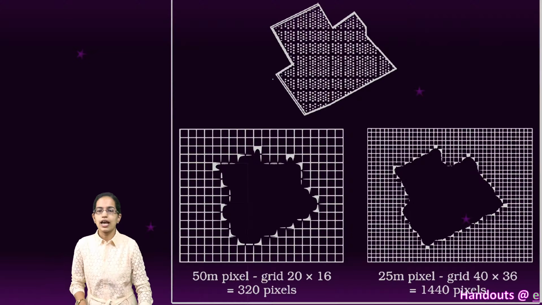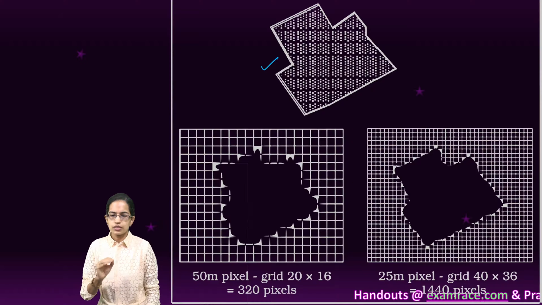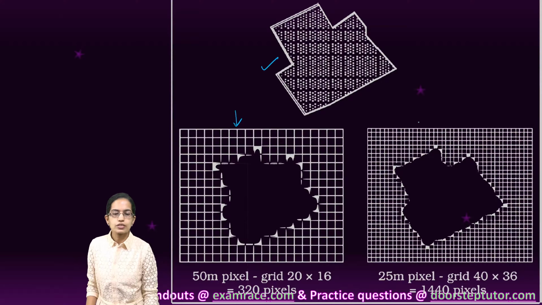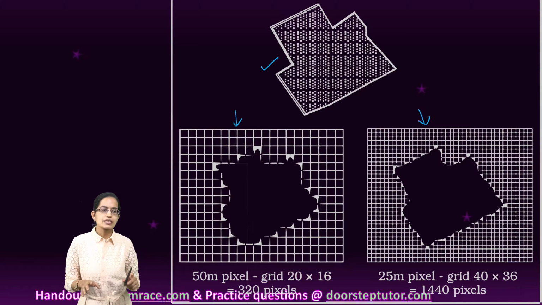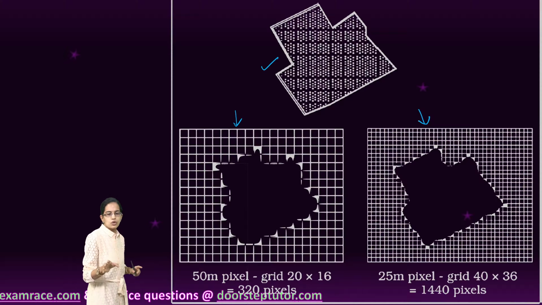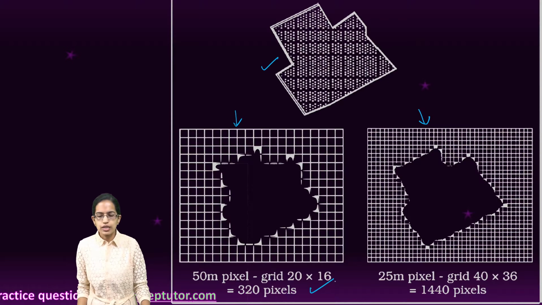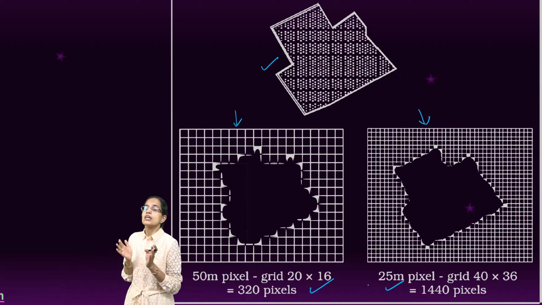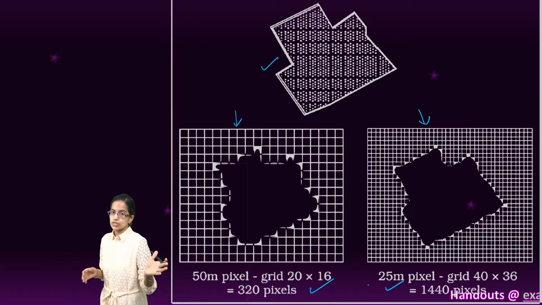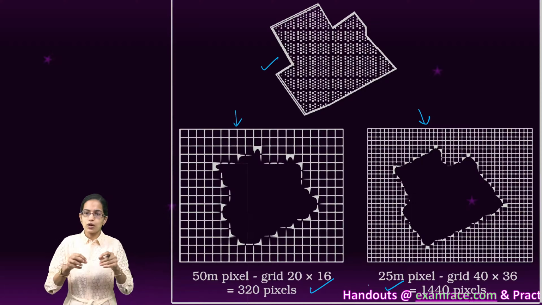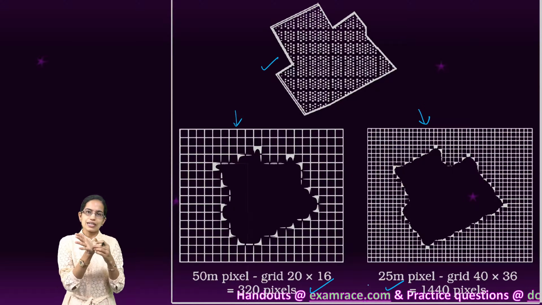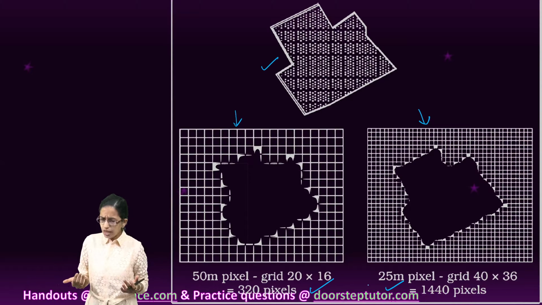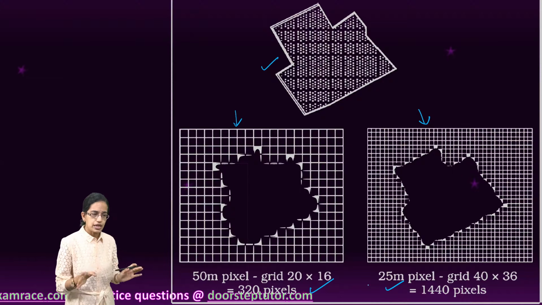So here, let's say I have a location. Now this location could be explained on a bigger set of pixels or a smaller set of pixels, and this explains the raster format. So in the first case it is just 320 pixels, but in the second case it is 1440 pixels. So this explains a better resolution. The second case explains a better resolution because if I am zooming it, it is breaking down into smaller pixels, and therefore the readability is much better. That is the basic idea behind a raster image.